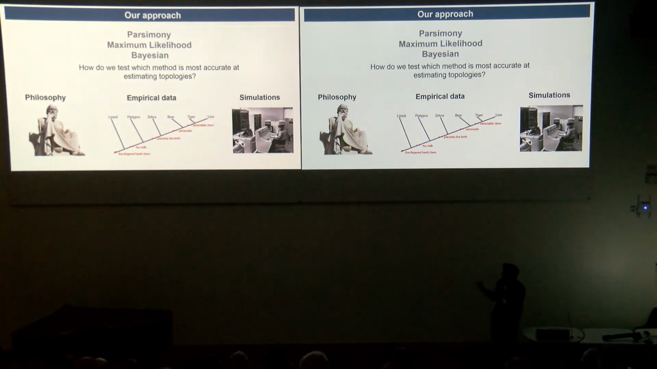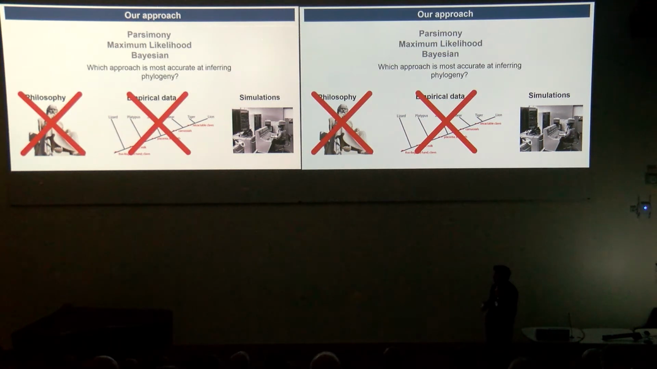So given these three approaches, we wanted to test the relative performance of each of them. And the way we did this was by using simulations. We didn't want to use empirical data because whilst this has the advantage of being real, we can never know what the true tree is we're trying to infer. And we didn't use philosophy because we don't know anything about it.